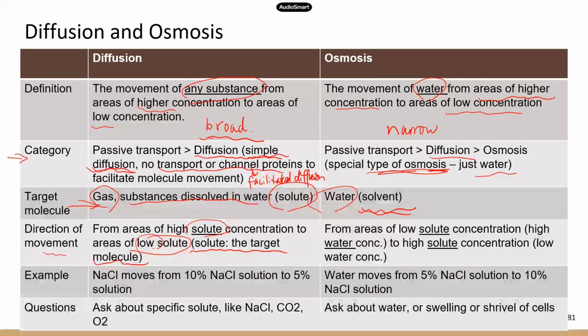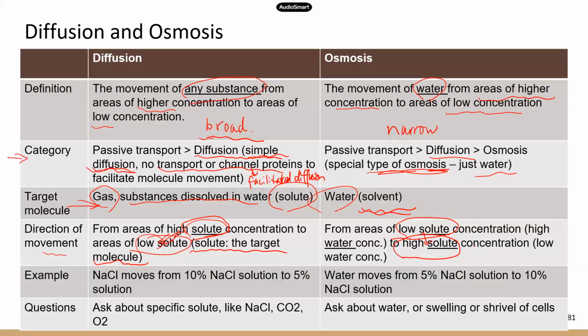Okay, keep in mind that now we're using solute concentration to describe the movement of different molecules. So when we use solute concentration, it's going to be the opposite for osmosis. For osmosis, water moves from low solute concentration area to high solute concentration area. For all the other substances, they move from high to low solute. But for water, it moves from low to high solute.